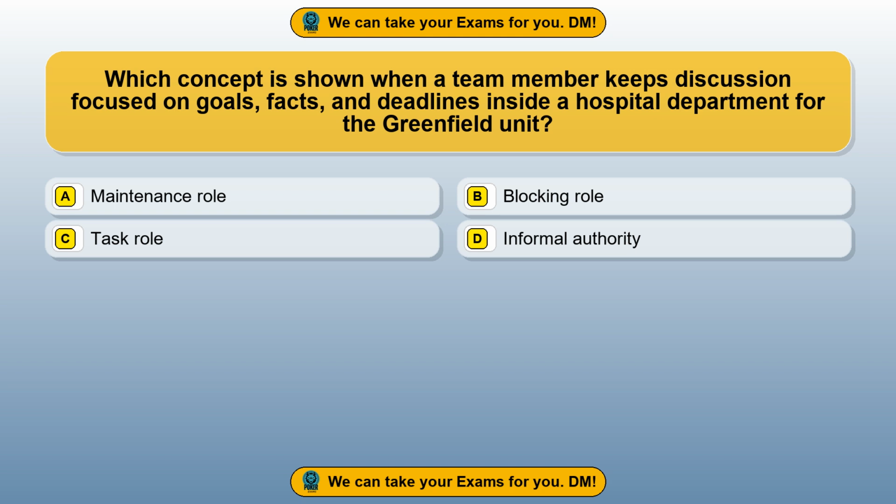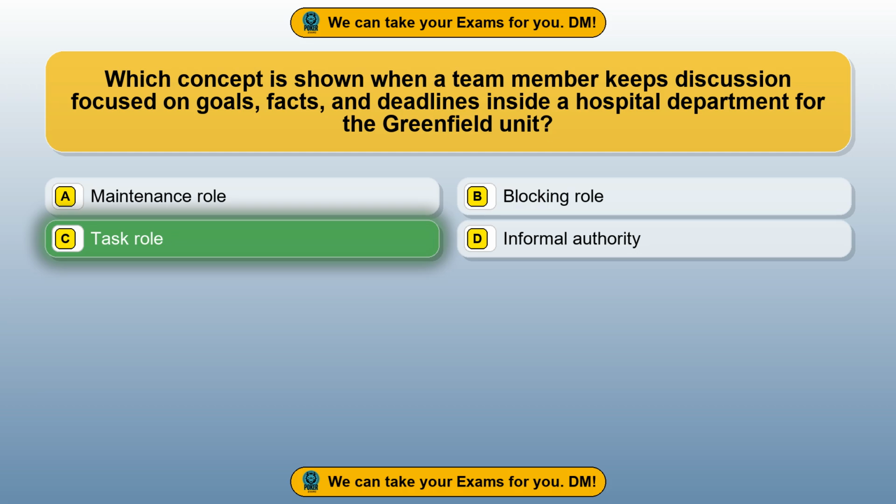inside a hospital department for the greenfield unit? Option A, maintenance role. Option B, blocking role. Option C, task role. Option D, informal authority. The correct answer is option C, task role.